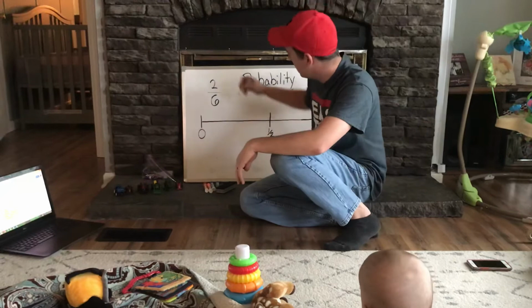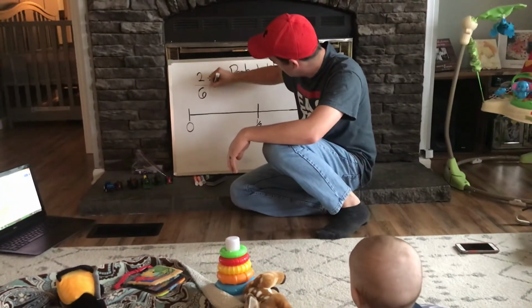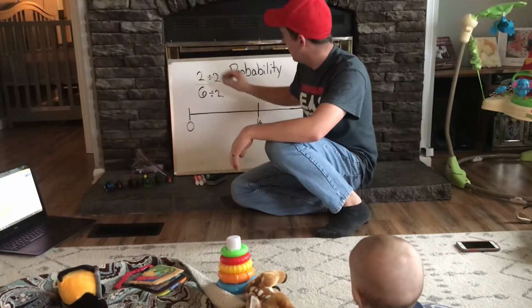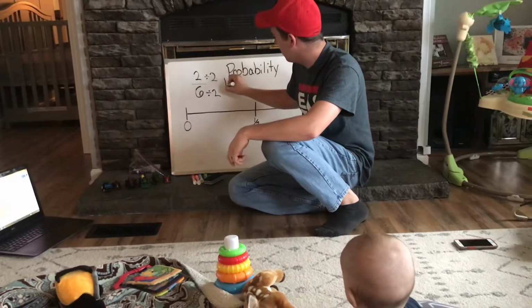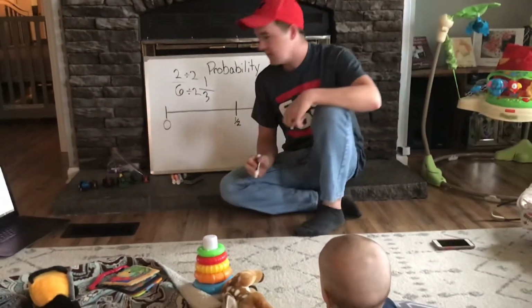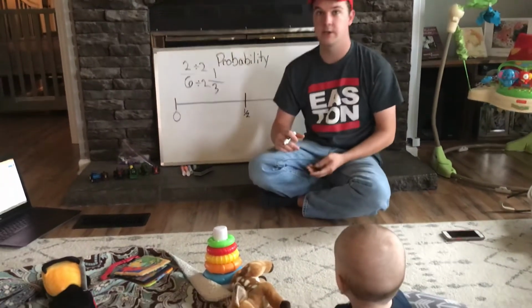So if we divide by 2, make sure whatever you do to the top, you do it to the bottom. 2 divided by 2, we get 1. 6 divided by 2, we have 3. So we have a 1/3 chance of getting a green tractor.